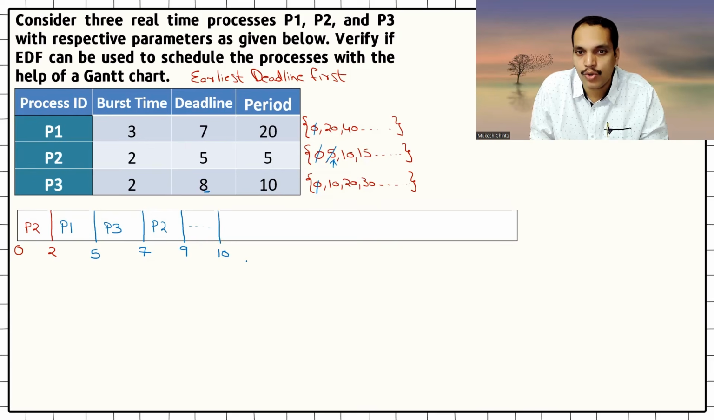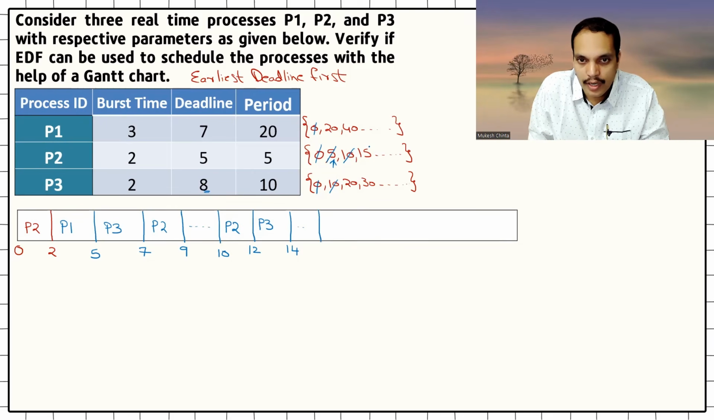At time t equal to 10, once again P2 and P3 enter into the queue. Between these two processes, which has the highest priority? P2, simply because it has an earlier deadline. So P2 goes first till 12. And after P2, I have P3, which comes in. So this is done, and this one, which entered at 10, is also done at 14. Are there any other processes after 14? No. So I will wait till 15.